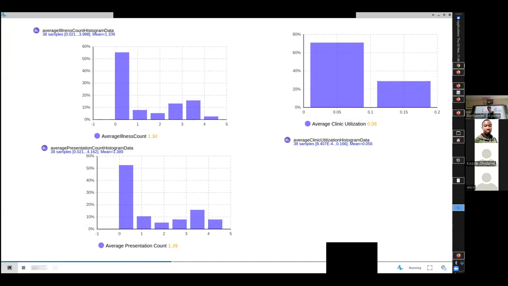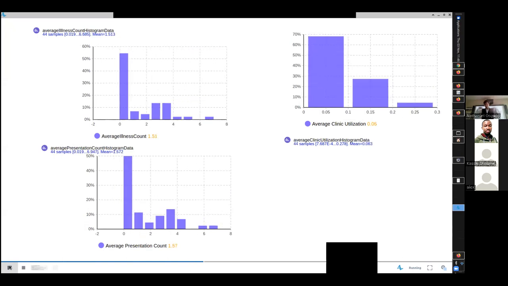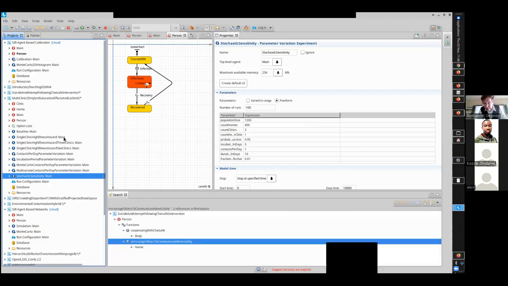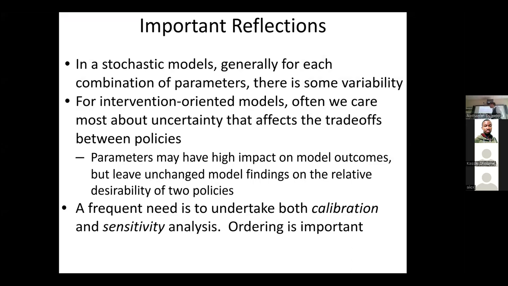These could be affected by some things other than stochastics for some models, like the vagaries of the network that's imposed at the start of the time, for example. But broadly, we expect different outcomes. So just remember that when we think about model outcomes in agent-based modeling that are different, it's not merely a function of parameters. For intervention-oriented models, and that's really a lot of our next lecture here, often we care about interventions that really affect the ordering between policies, which policy looks best. And as I emphasized last time, you may have outcomes of the model be very contingent on parameters, but relative desirability of interventions not being contingent, not really varying hugely.